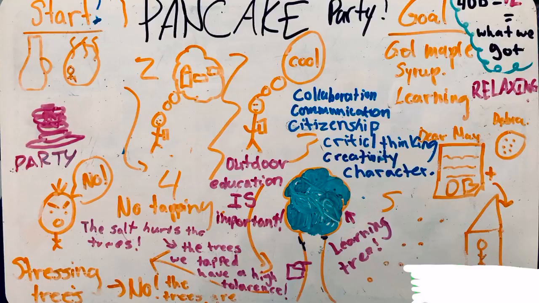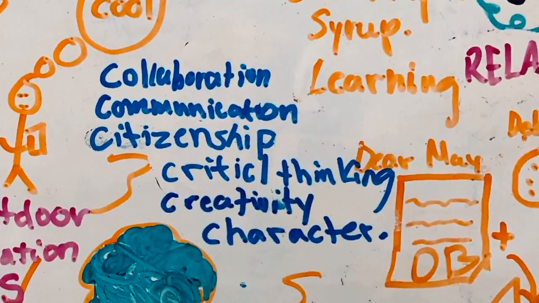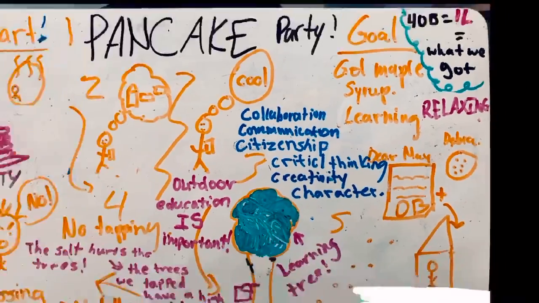Before my students made this, we discussed the pillars of the deep learning process, which I frequently use in my teaching practice, also known as the 5 C's. They are collaboration, citizenship, communication, critical thinking, creativity, and character. Students helped to define these terms and went through their experience with this project, highlighting which pillars we focused on throughout each step. I'll take you through this now.